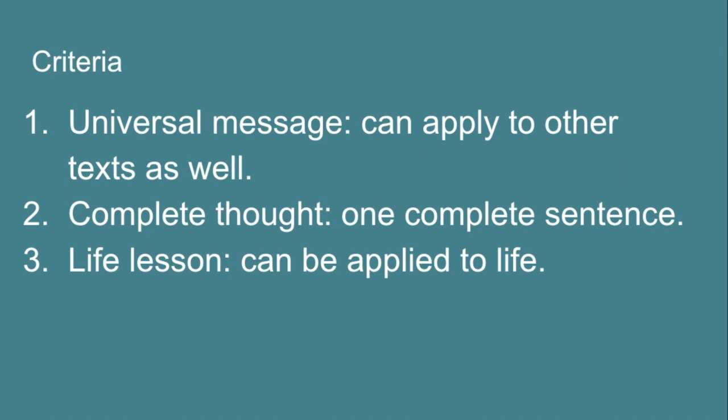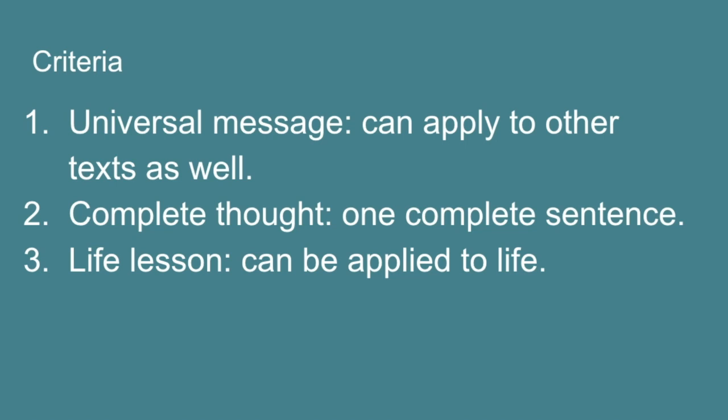So here's the criteria for a theme. In order to make sure that the theme you came up with is actually a theme, you need to make sure it checks out all of these three things. So it needs to be a universal message. This means it can apply to other texts as well. That means that you should never have character names in your theme. You should never have anything to do with that specific text itself in your theme. It needs to be something broad, where you can say this also applies to this book, or this also applies to this story.